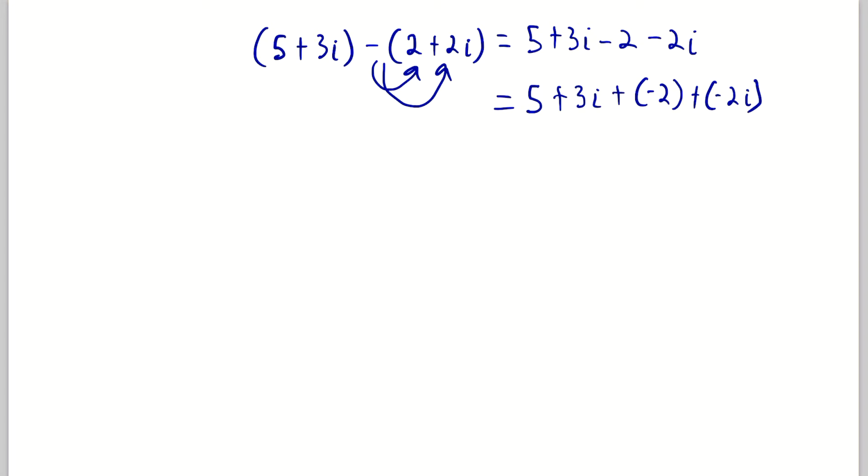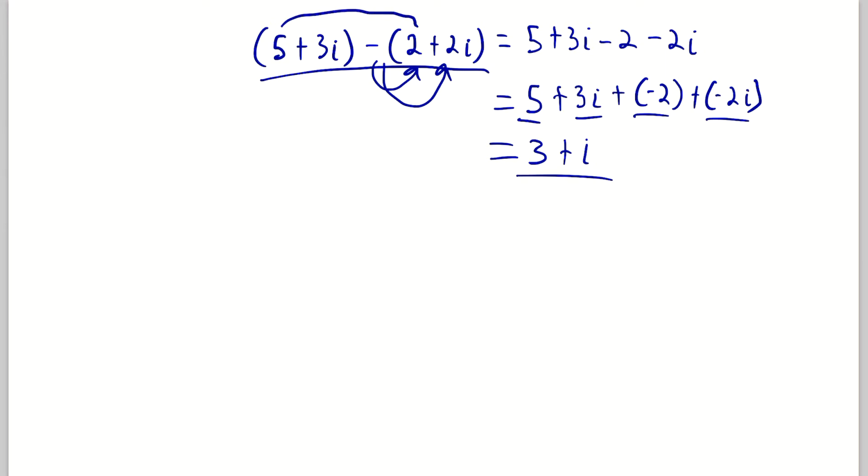And of course, this rewriting is not necessary, but now all we've got to do is add up the like terms. So we have 5 plus negative 2, those are the real numbers, that gives us 3, and then 3i plus negative 2i, those are the imaginary numbers, that's just plus 1i. And comparing this to what we started with, you can see that what we have is just the difference of the real numbers plus the difference of the imaginary numbers. 5 minus 2 is 3, 3i minus 2i is 1i.